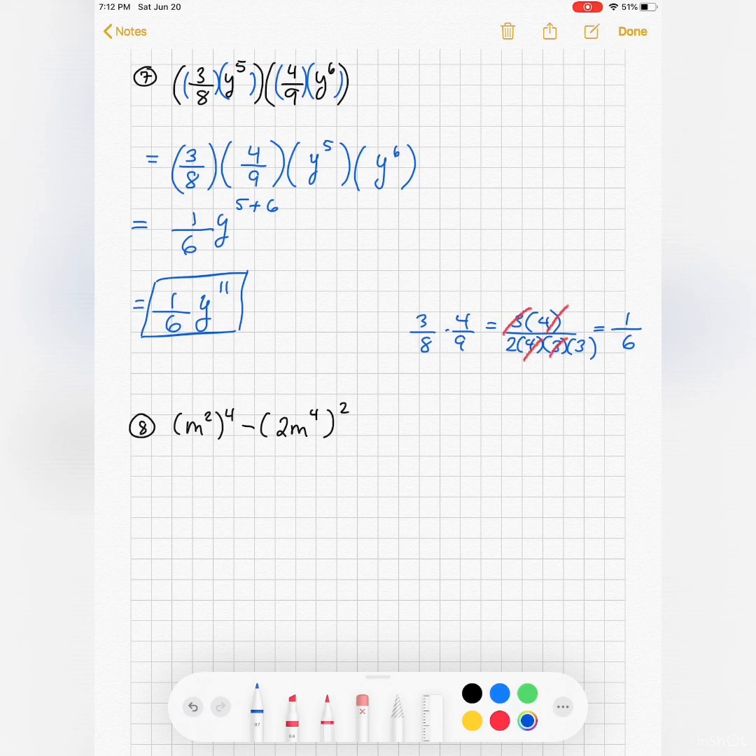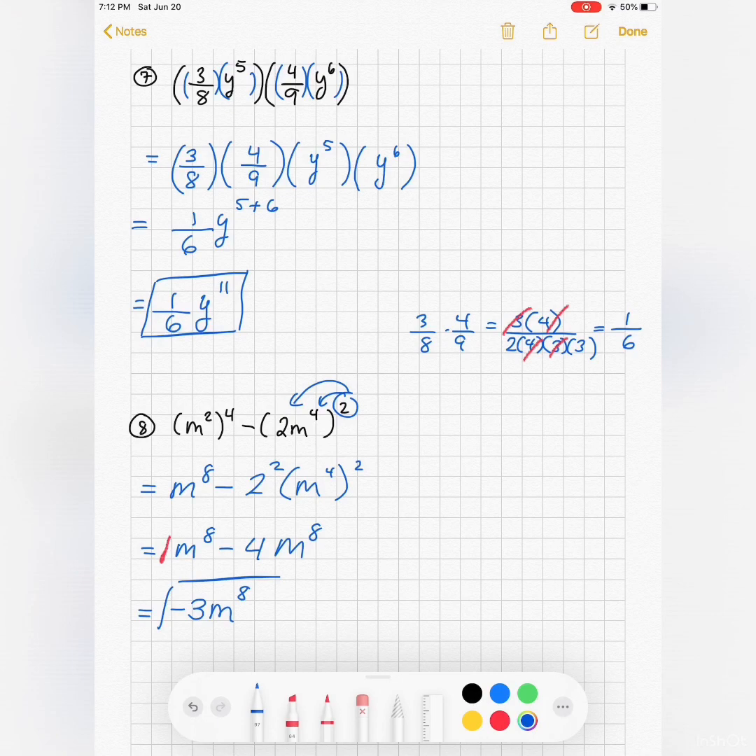Okay, number 8, power to a power, multiply. Let me go ahead and distribute this exponent to both of those factors. 2 squared and then m to the 4th squared. Okay, now I actually have like terms since these are both the same power. So look, I have 1m to the 8th minus 4m's to the 8th. I have negative 3m to the 8ths.